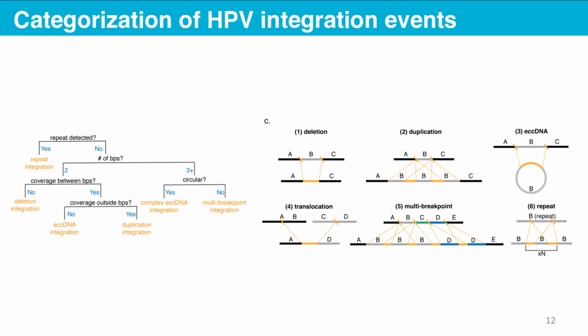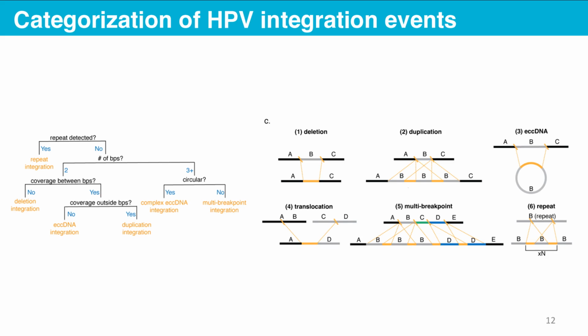If there's 2 breakpoints, I look at the coverage between the breakpoints. So if there is no coverage, it's a deletion. If there is coverage, I move on and see if there's coverage outside the breakpoints. And if there is, it's a duplication. And if not, it's an ecDNA integration. So here's just a schematic of these integration types I'm describing.